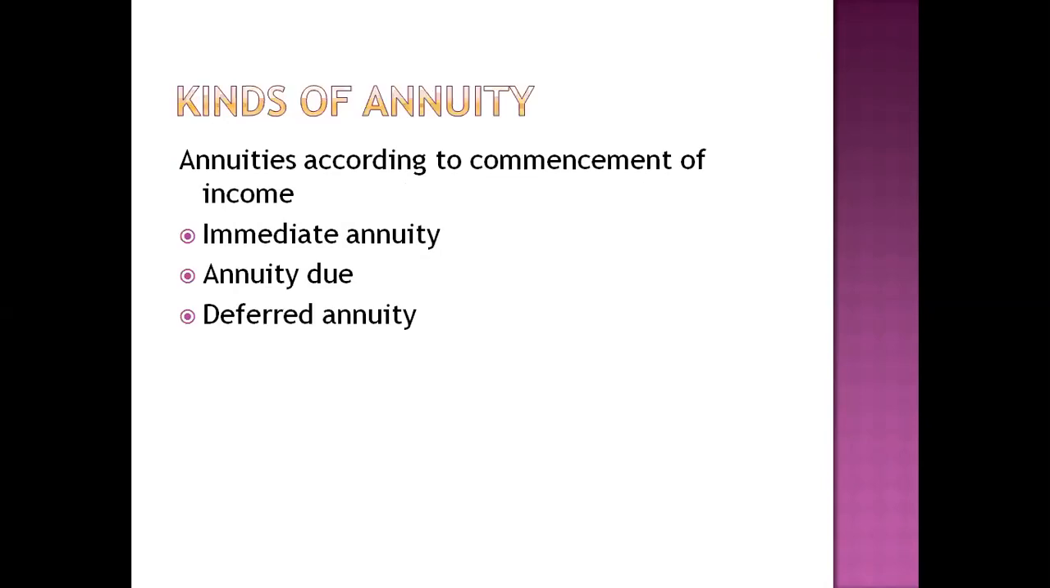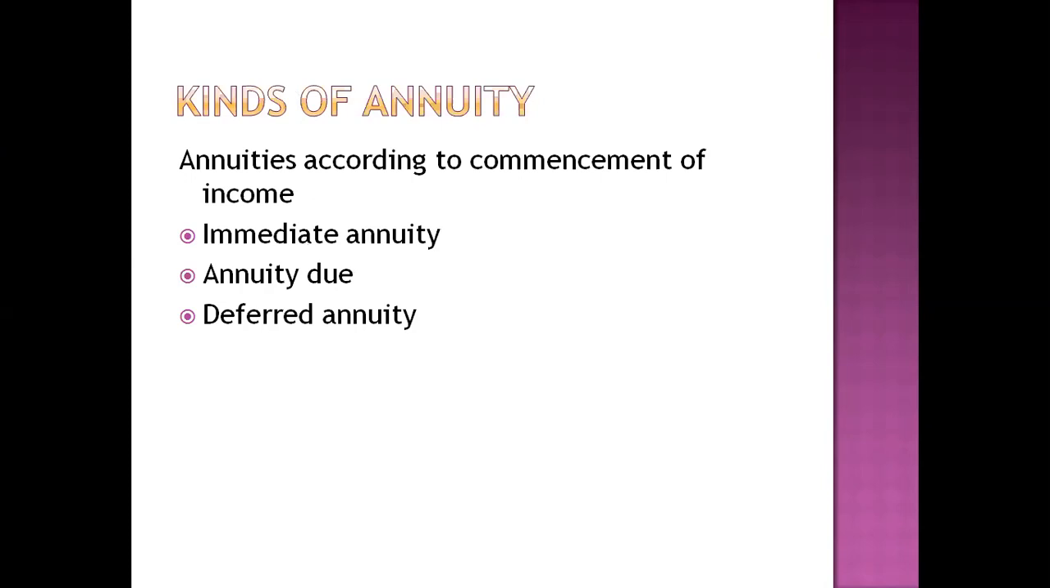Kinds of annuity. Different kinds of annuities are available. First is annuity according to the commencement of the income. First is immediate annuity. Payment commences immediately after the end of the first income period. It means if the annuity is to be paid annually, then the first installment will be paid at the expiry of 1 year. If the annuity is half yearly, then at the end of every 6 months. In case of quarterly, at the end of that quarter.